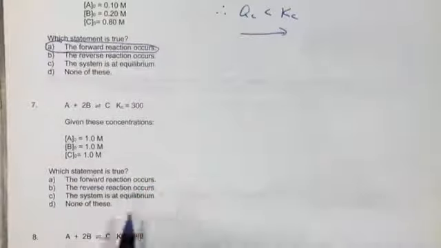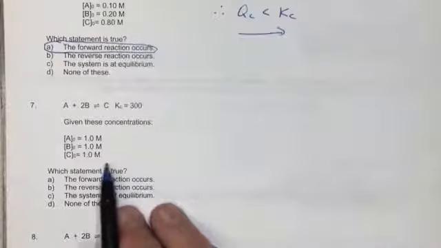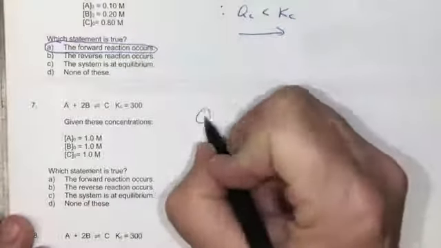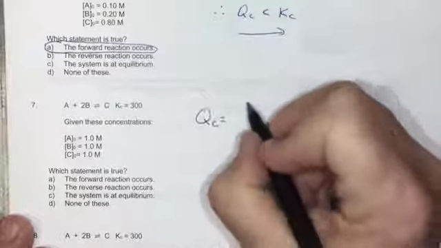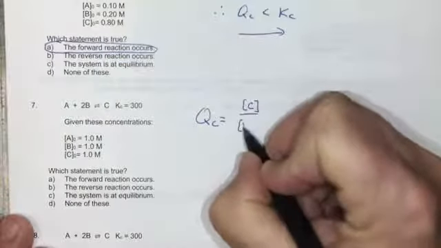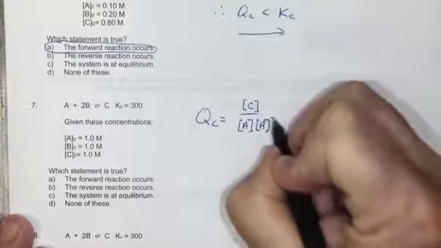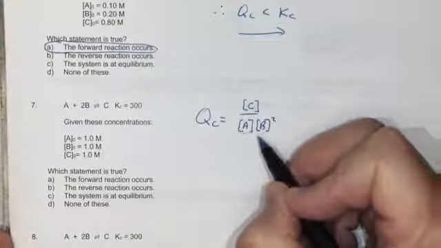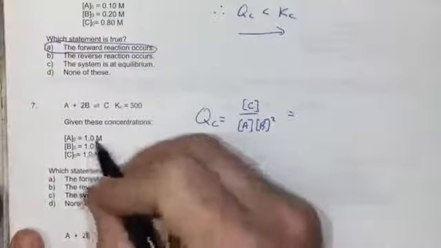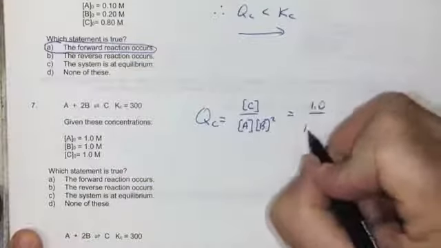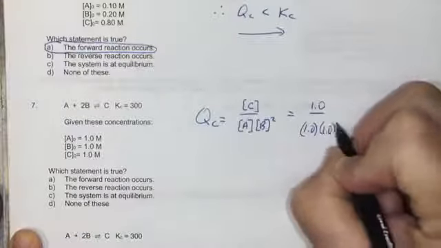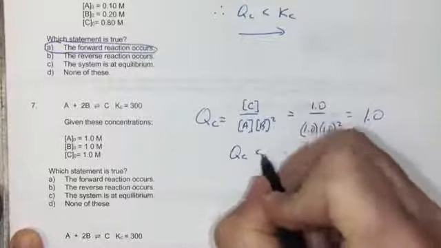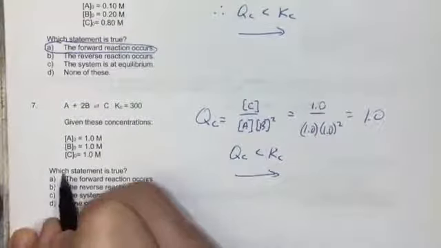The next question says, suppose that we have these concentrations initially. If these are our initial concentrations, let's calculate Q again. Qc is equal to the concentration of C over the concentration of A times the concentration of B squared. This looks just like K, it's just that these concentrations may or may not be at equilibrium. So let's plug these numbers in. Each of these is 1, so Qc is 1 divided by 1 times 1 squared, which obviously is 1. And K is 300. Once again, Q is less than K, and the forward reaction occurs.